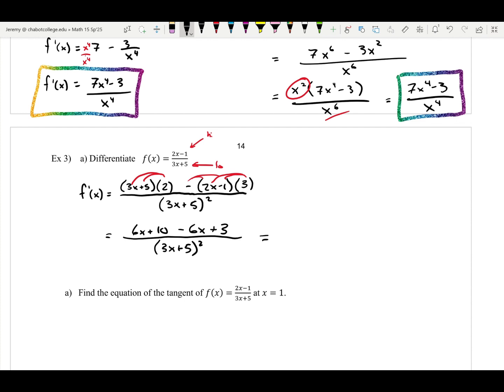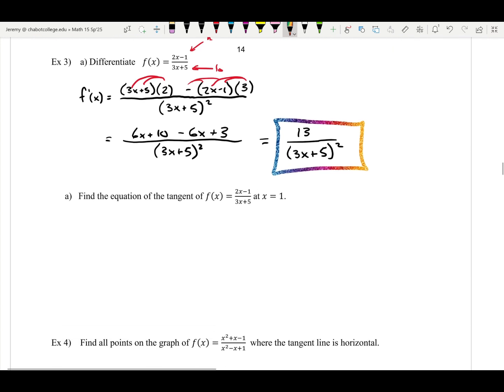Okay, but simplifying the numerator, the negative 6x and positive 6x make a 0, and I'm just left with 10 plus 3, so 13 over 3x plus 5 squared. And that's my answer. That's our derivative.